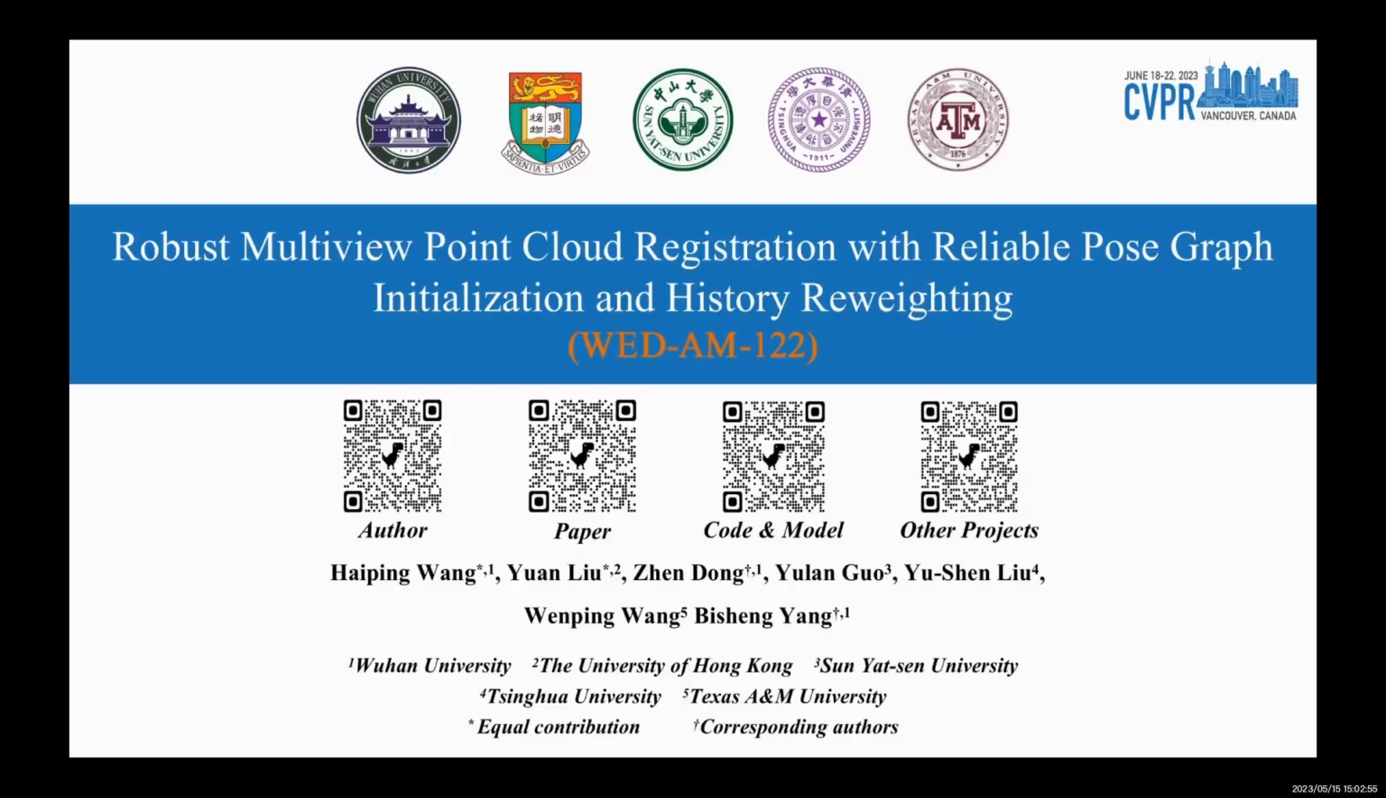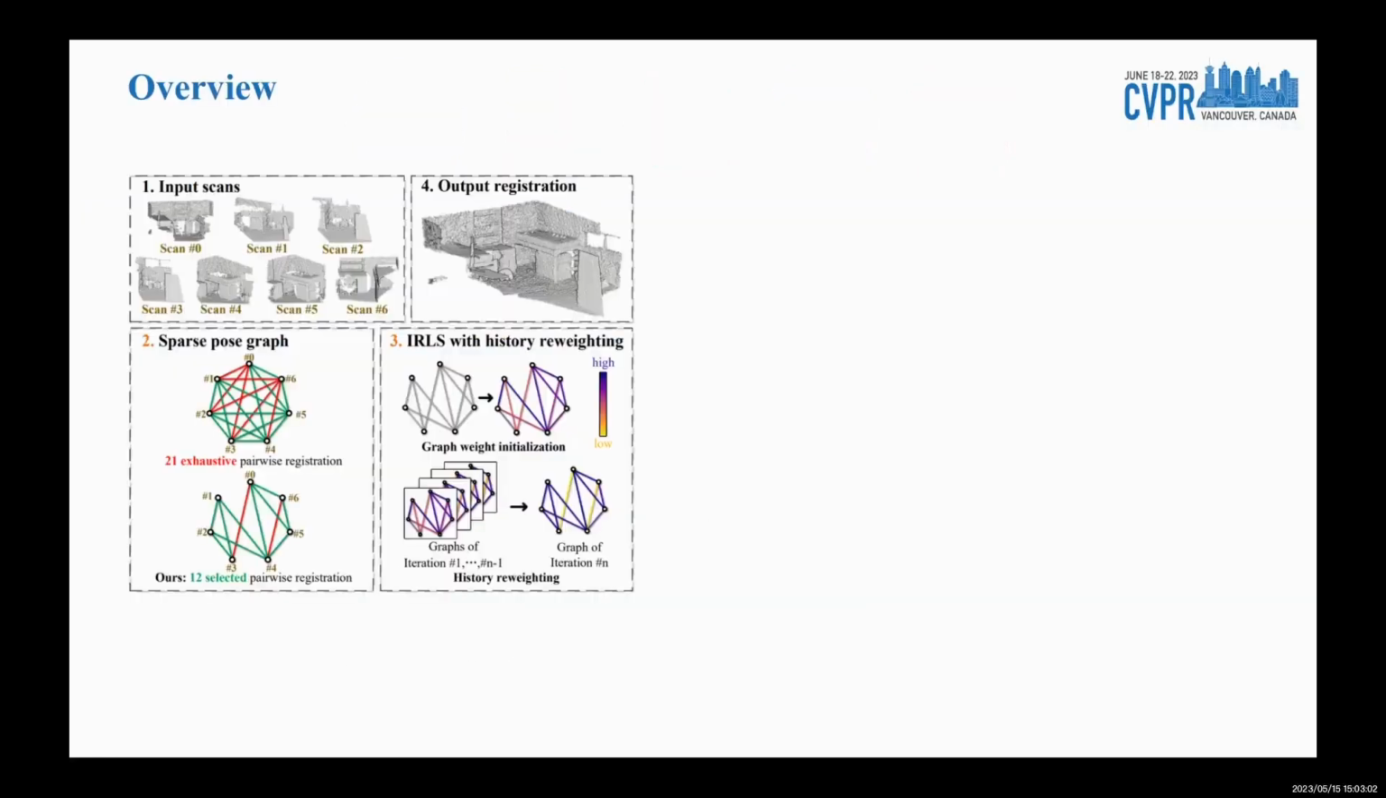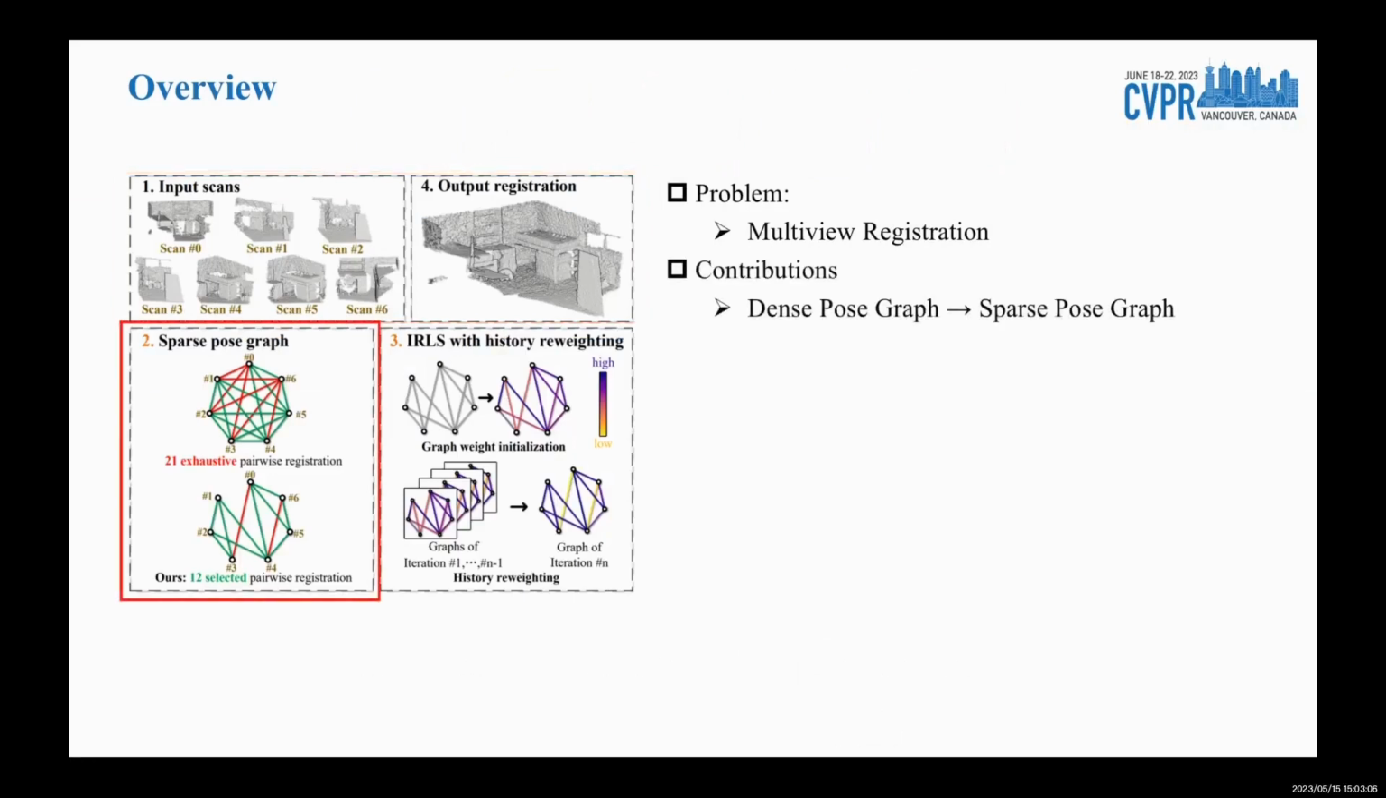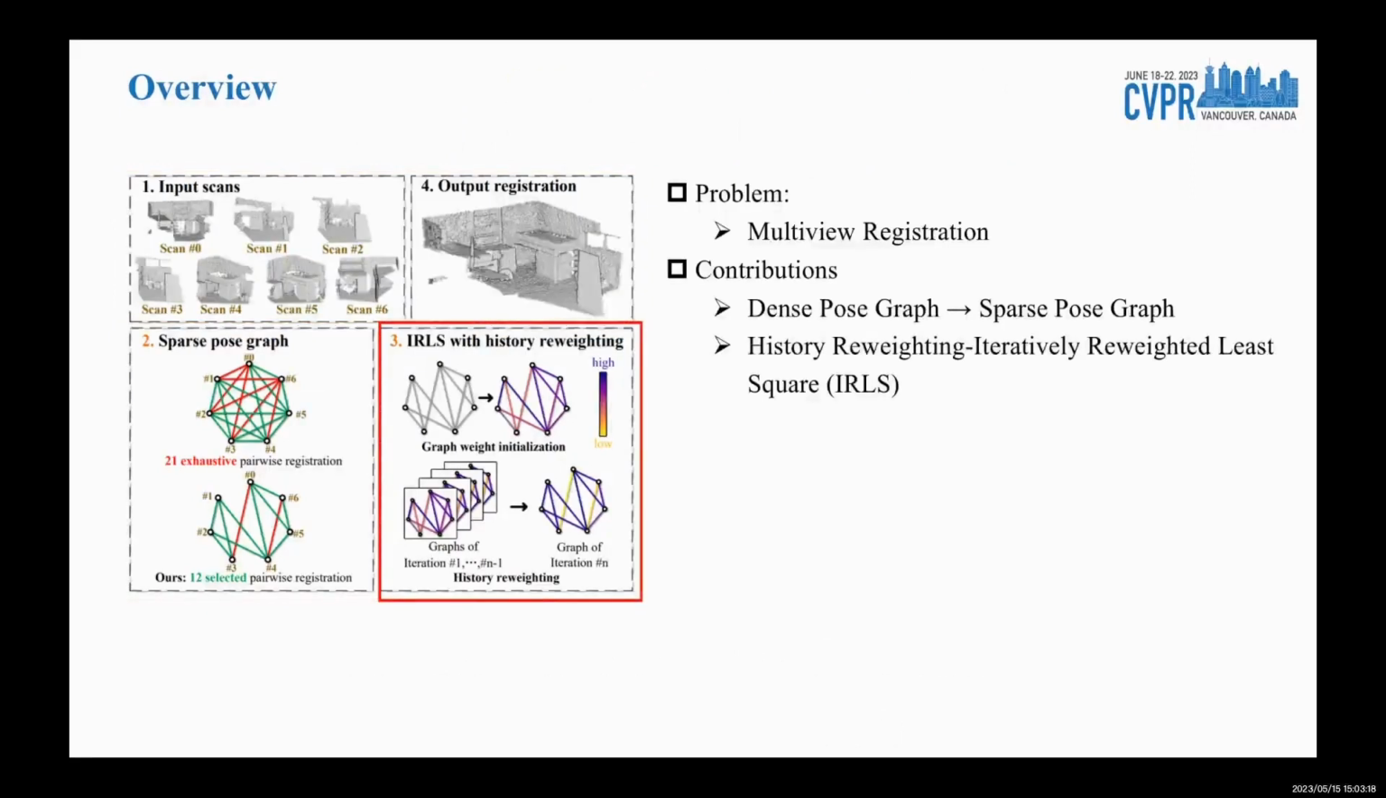We present SGHR, robust multi-view point cloud registration with reliable pose graph initialization and history reweighting. Compared to existing multi-view registration methods, SGHR proposes a sparse pose graph construction method that significantly improves registration efficiency while reducing the impact of outlier pairwise registrations. In addition, we propose a history reweighting function, which further enhances the registration reliability and accuracy by combining with the iteratively reweighted least square algorithm.